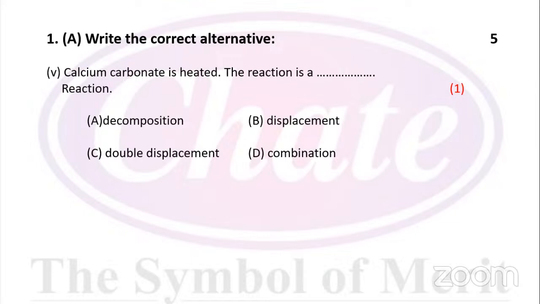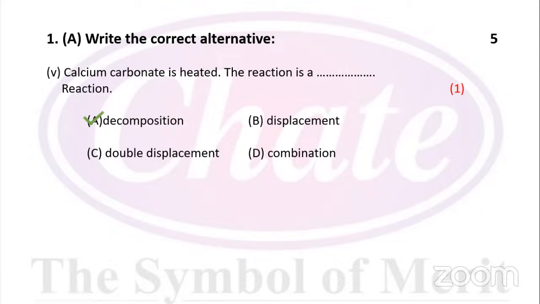And you are going to get two different substances from the calcium carbonate. That is calcium oxide, and carbon dioxide will be released into the air. And that is called a decomposition reaction. That means one reactant will give you two products after that reaction is carried out. So this is the decomposition reaction, that is the first option A.